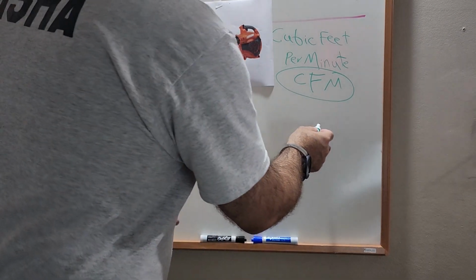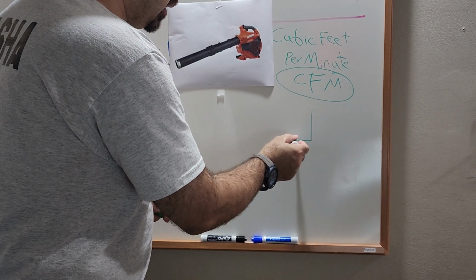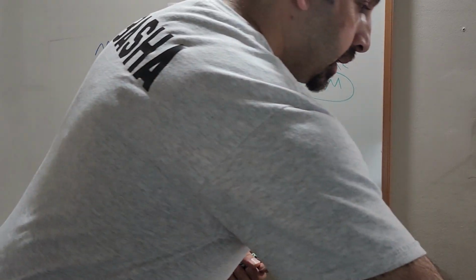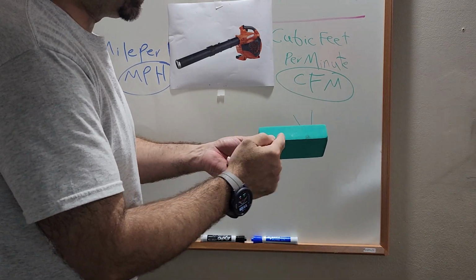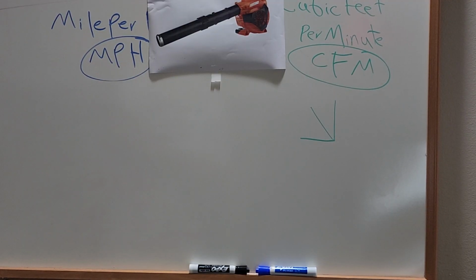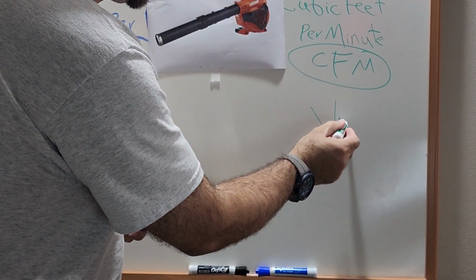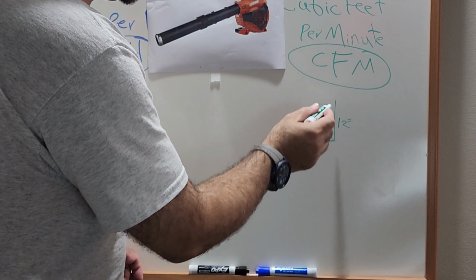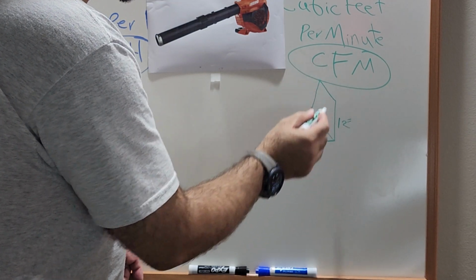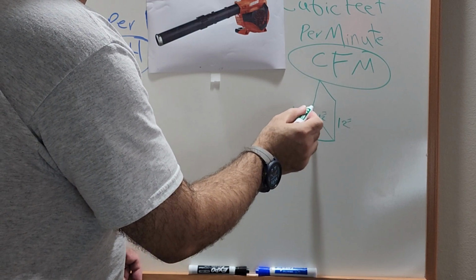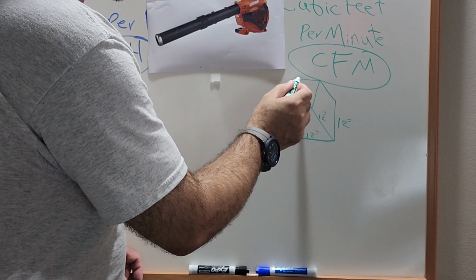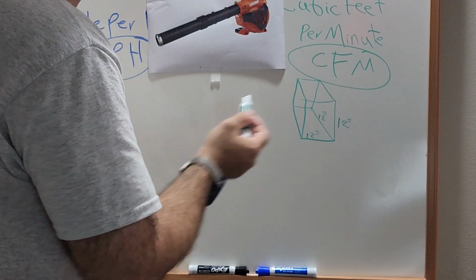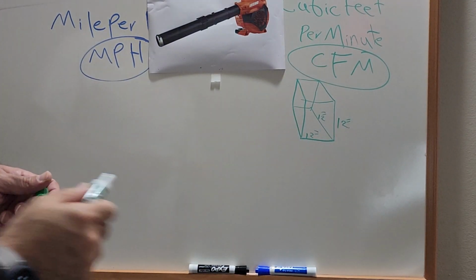So now let's talk about the cubic feet. So this is the cubic feet. If we are talking about a box, this box is going to be a cubic foot: 12 inches by 12 inches by 12 inches. I'm not a good drawer, but this is a cubic foot.